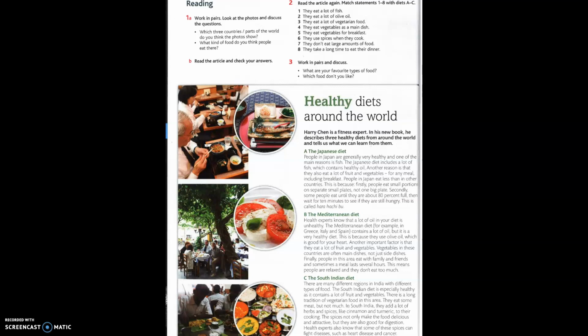So let's take a look at this piece of material and see what is there and what we might have to add or change. So exercise 1, look at the photos and discuss the questions. Which countries and what kind of food? That looks like raising interest to me, so I think that's very useful. Then you might need to pre-teach some vocabulary. There's nothing here that is doing that.